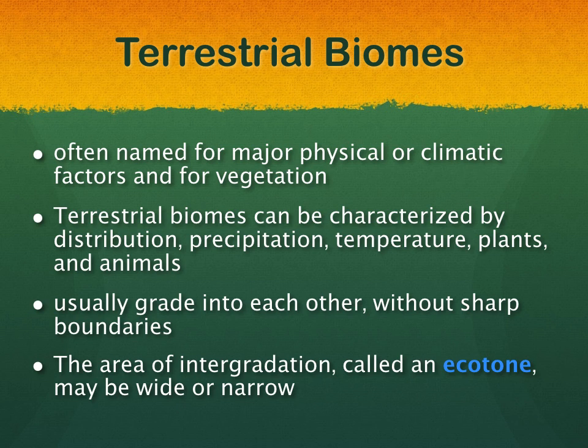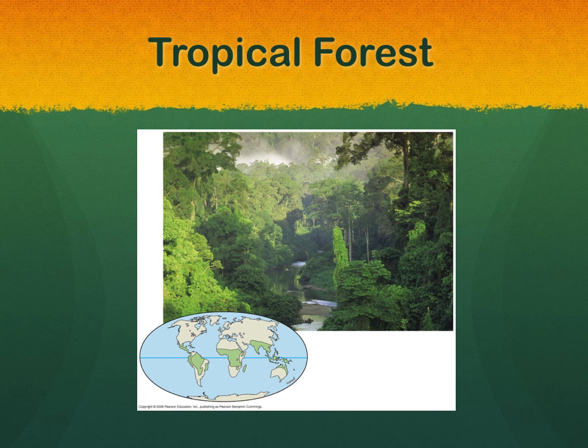Terrestrial biomes, other than precipitation and temperature, are also characterized a lot by the plants and animals that live in it. They also tend to grade into each other, meaning they overlap somewhat. There's not a super sharp boundary where you can say, okay, I'm entering into this particular type of biome. We call that area an ecotone. So that's the area where they somewhat overlap, and that can be wide or narrow.